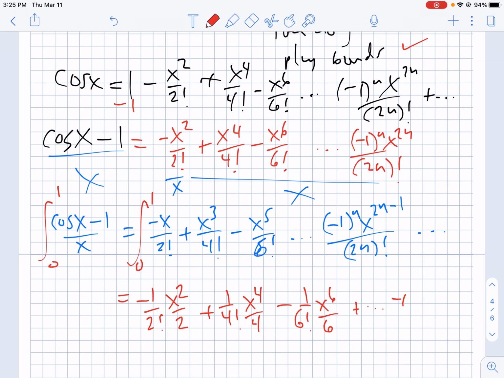So the same thing here on the general term: this all is constant. So negative 1 to the n over 2n factorial. And then 2n minus 1, so I'll add 1 to the exponent. So I'll get x to the 2n, and I'll divide by 2n. Okay, so that's my integral.